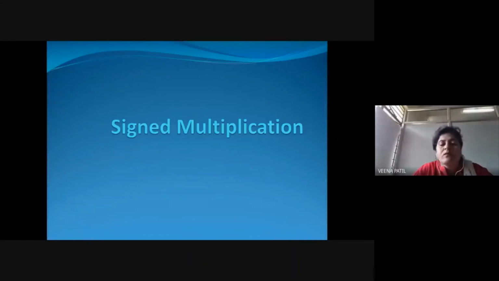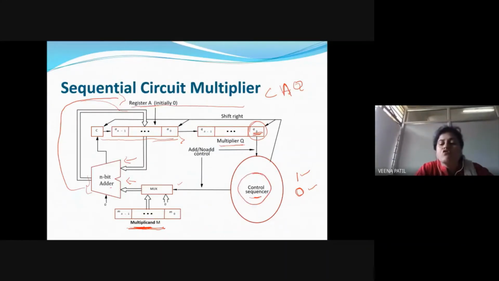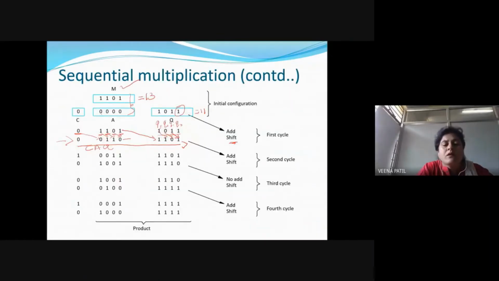Now the control sequencer is going to see the new bit Q0. The new bit Q0 is 1 here. Again, it will perform add and shift. So this is our first cycle. So in the second cycle, again it is finding that Q0 bit is 1. It is going to perform the same thing, that is add M and A and store back the result in A.